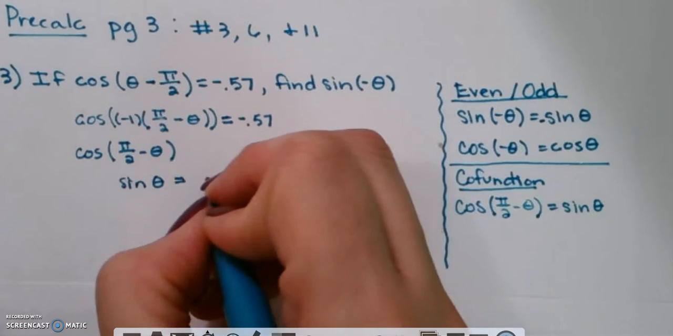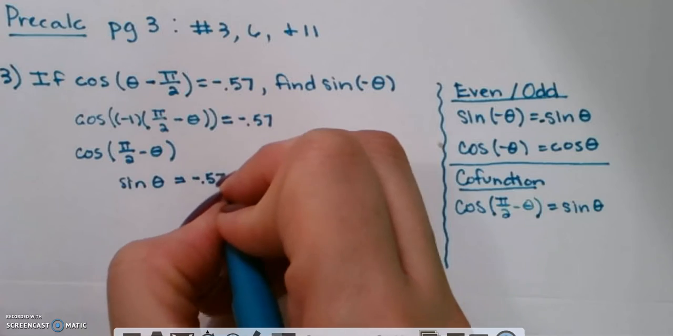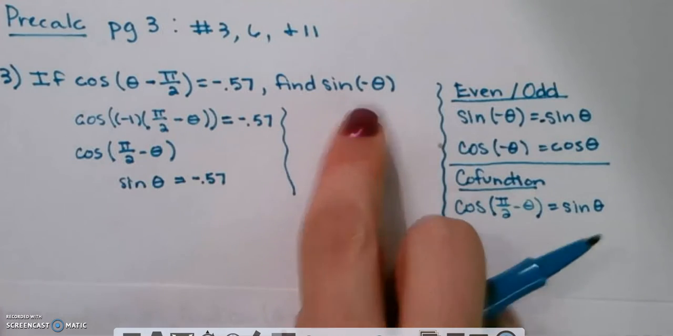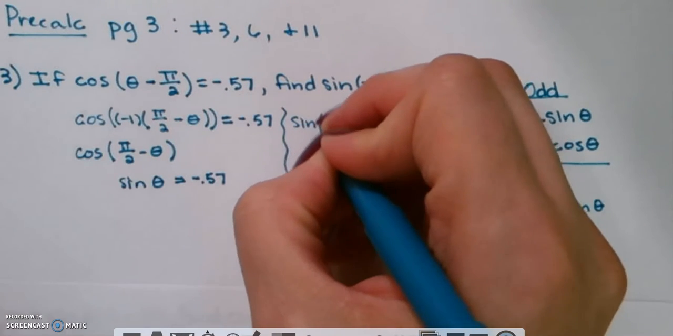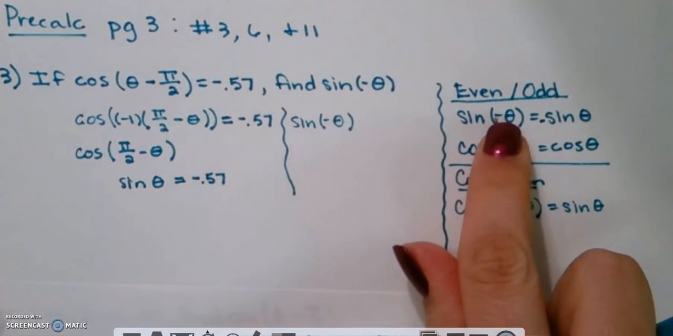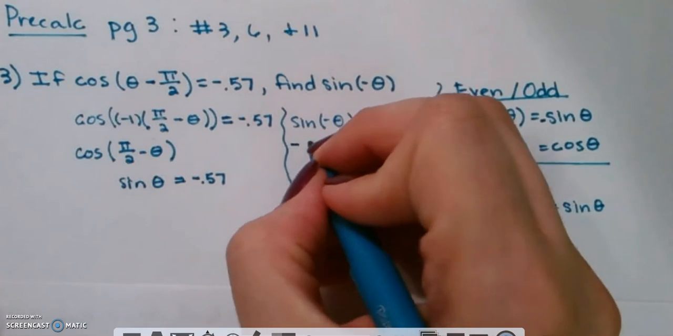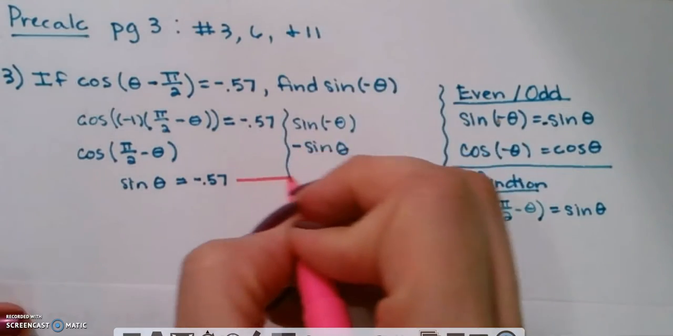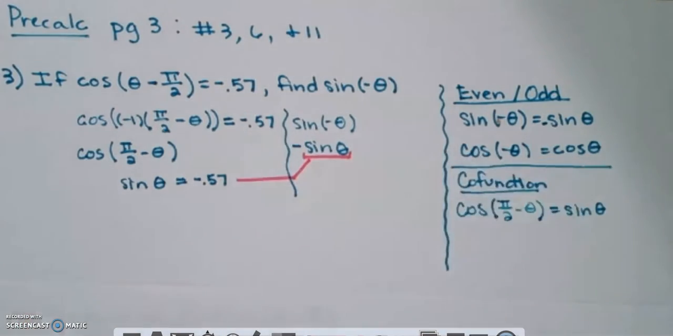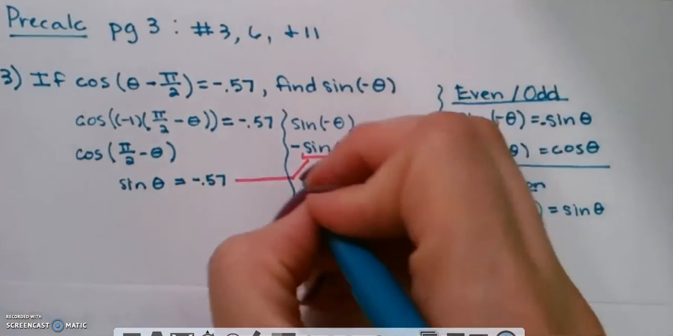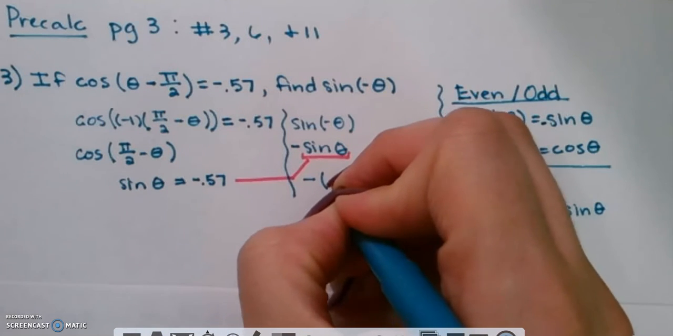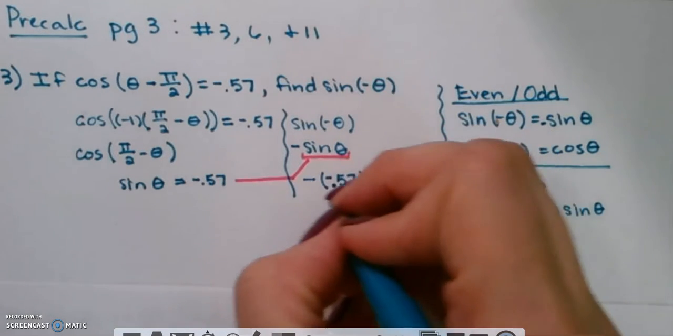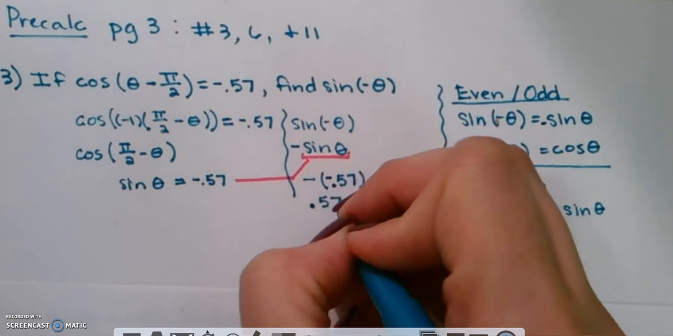So we know that sine of theta is equal to negative 0.57. We are asked to evaluate the sine of negative theta. So sine of negative theta, because sine is odd, is the opposite of sine of theta. Now, by substitution, we can replace the sine of theta with negative 0.57, which makes the overall answer positive 0.57.